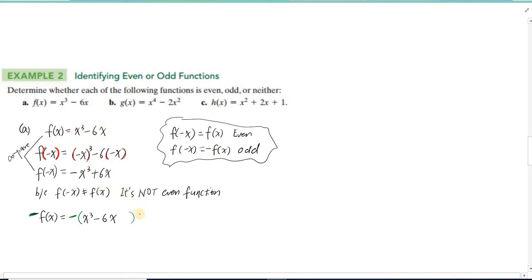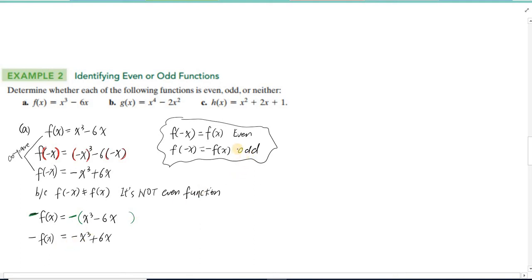I use the green color. Now I simplify it a little bit. That will be negative x to the third power plus 6x. So again, this whole thing is negative f of x. Now we have negative f of x, and then I'm going to compare.